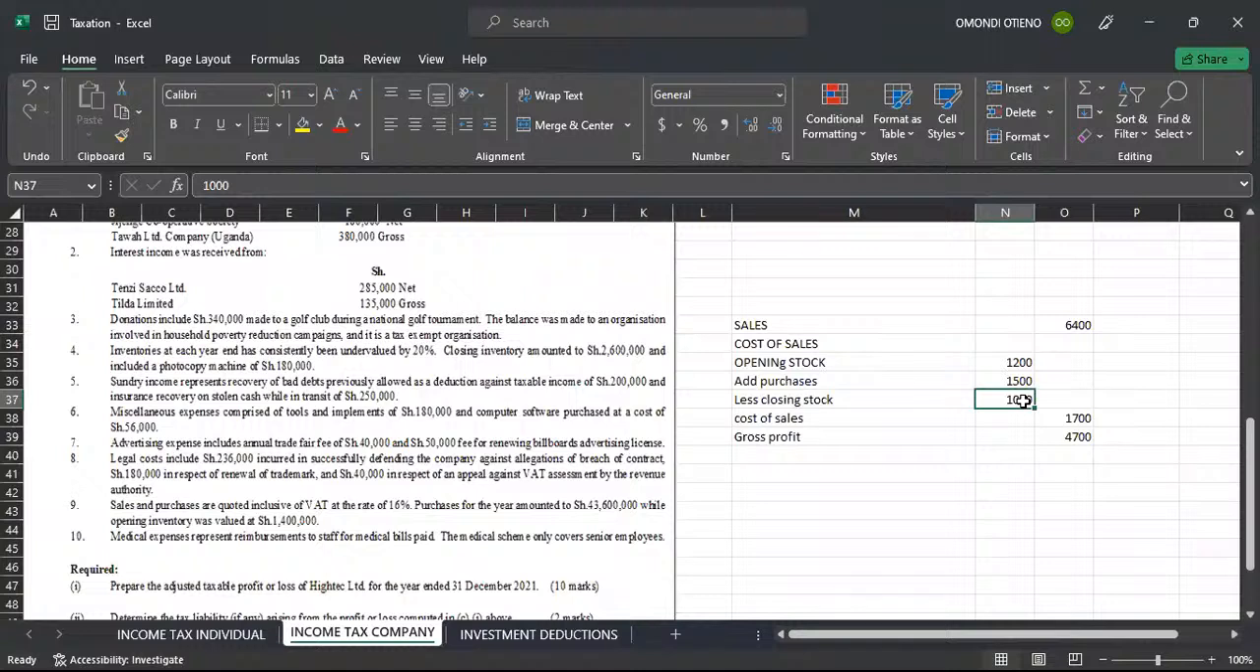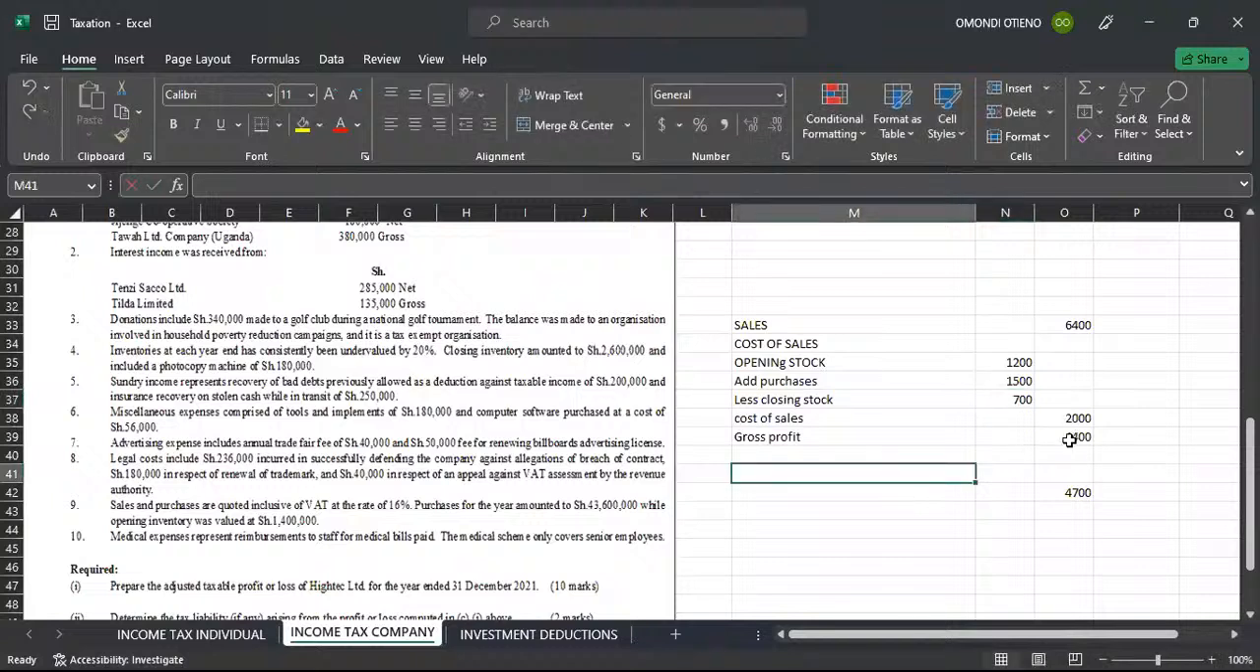So we want to remove it. It should not be there. It means our real closing stock should be of what value? 700. So let's see. If we bring in 700 there as the real value of closing stock, tukitoa ile photocopying machine.